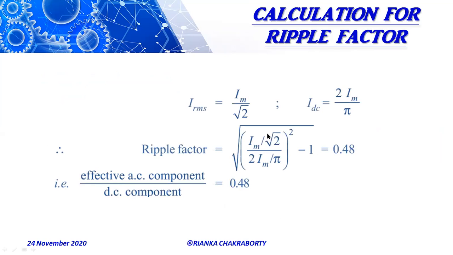So this is the ripple factor calculation. We know that the formula for ripple factor equals the square root of IRMS by IDC whole square minus 1. We know the value of IRMS, which equals Im by root 2, and the value of IDC, which equals 2Im by pi. We just put the values here: Im by root 2 by 2Im by pi whole square minus 1. If we calculate this, we get the value 0.48. So the ripple factor for the full wave rectifier equals 0.48. The formula is actually the same for half wave and full wave rectifiers. We just have to change the values of IRMS and IDC.